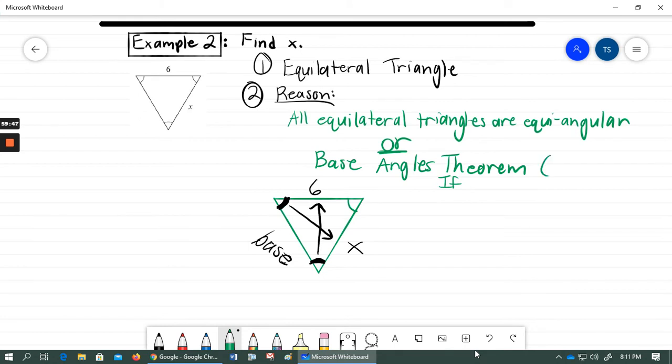And this is really the converse of it. I don't really want to put the word converse, but it's really sort of switching the whole statement around. But anyway, that's what it is. I'm going to erase it, but it's the converse of the base angles theorem.